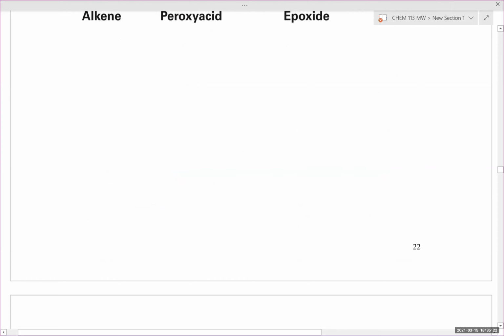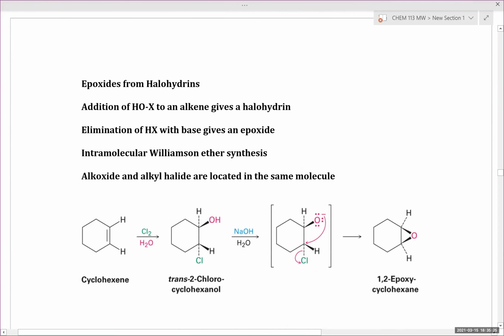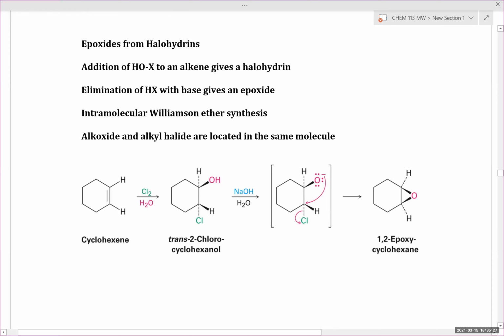Okay, let's keep going then. One other way you can make epoxides is from halohydrins. If you treat an alkene with a halogen in the presence of water, you make what's known as a halohydrin. Treatment of the halohydrin with base results in an intramolecular cyclization to generate an epoxide. This can be thought of as an intramolecular Williamson ether synthesis.